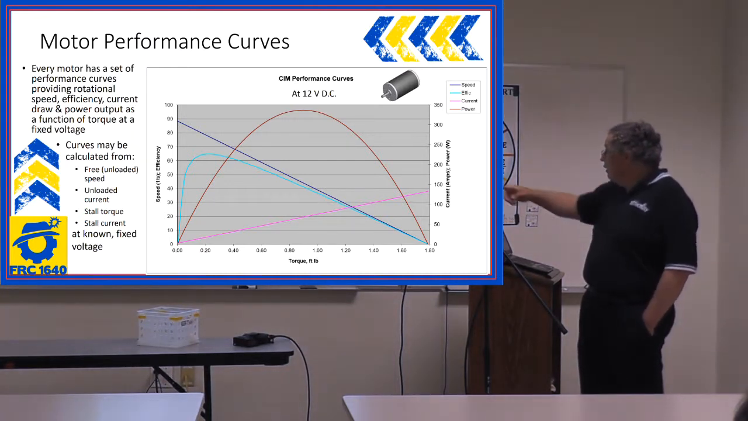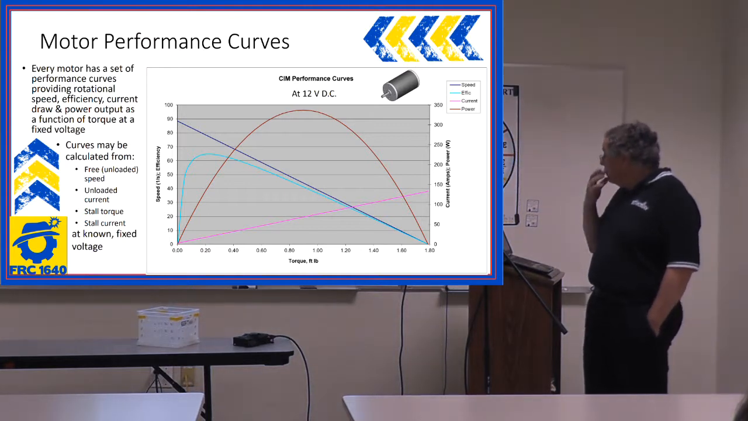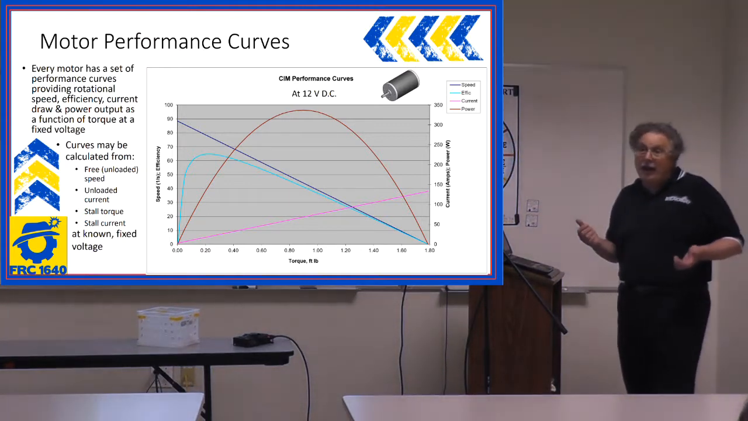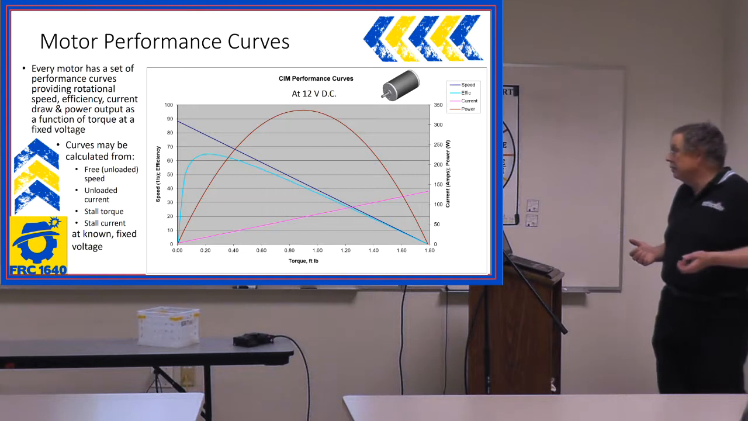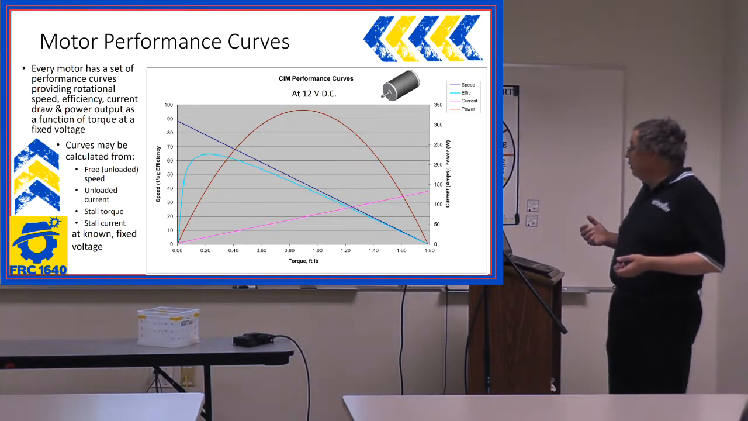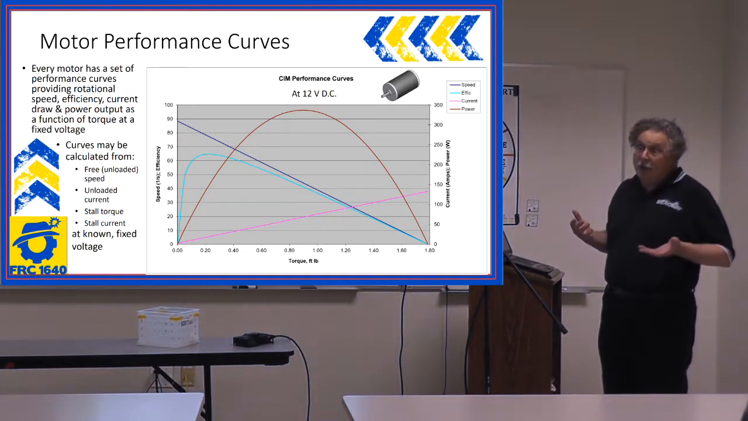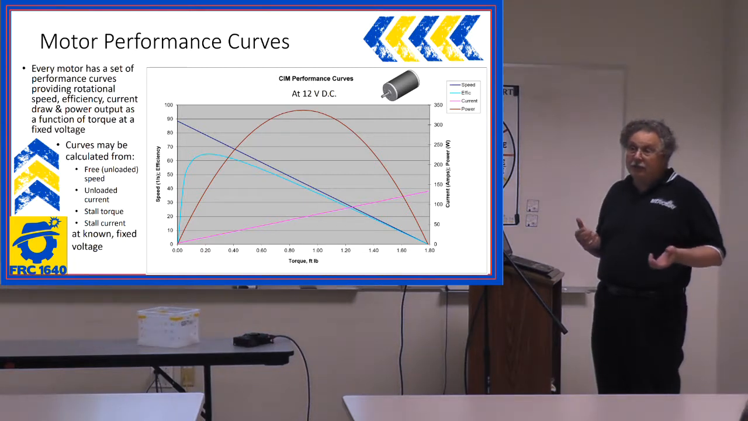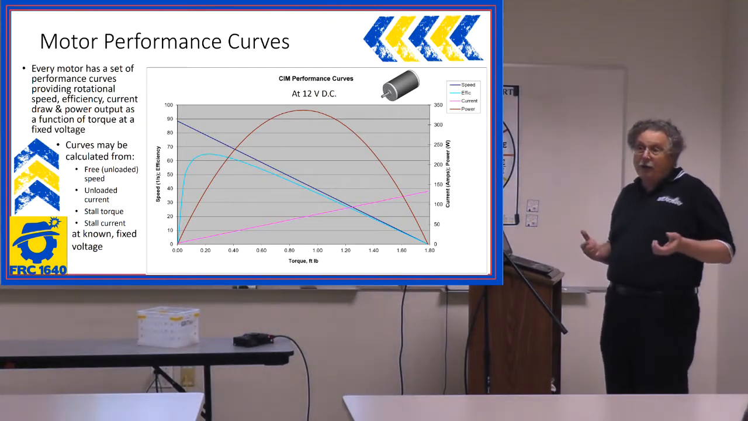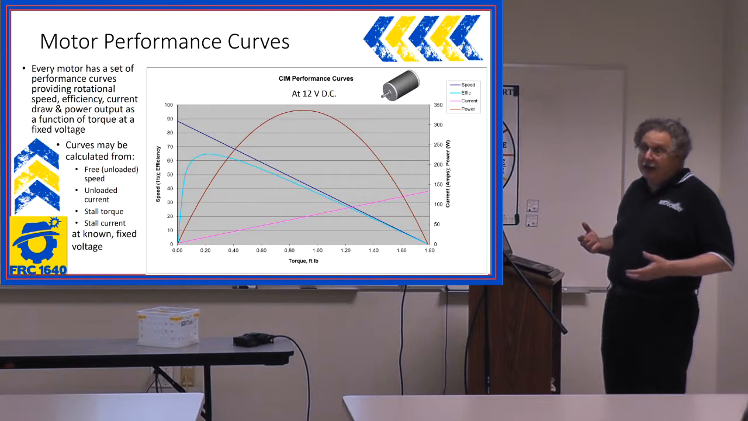Power is the red line. It's bell-shaped, and you have your maximum power at half of your stall torque. And the other line, the green line, is efficiency: how efficiently you're turning electrical power, watts of power, into watts of mechanical energy.